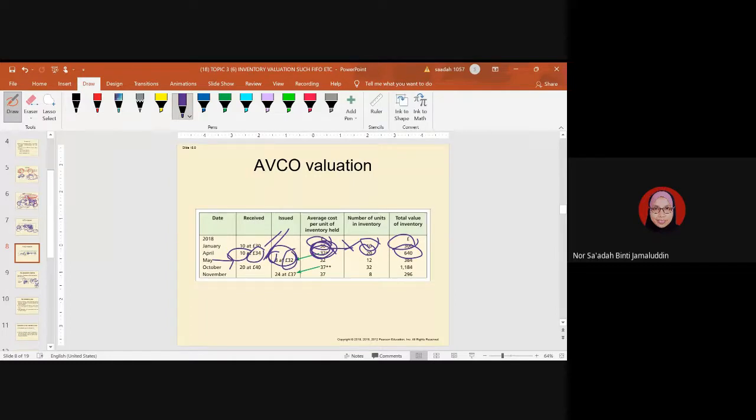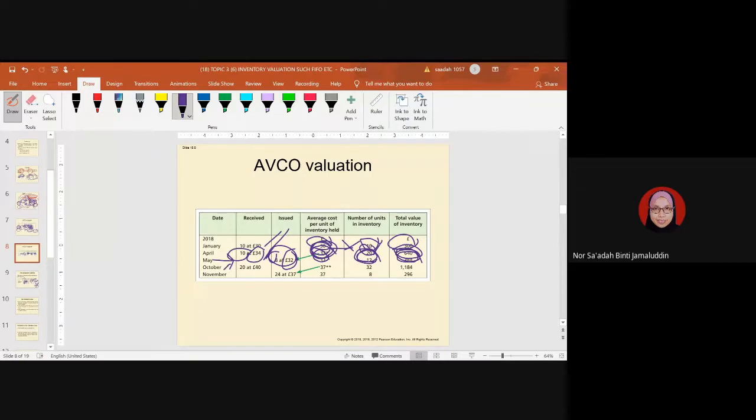And then in May, okay, we sold our inventory 8 units times by 32. 32 is our average amount, and then the average amount just put 32. The balancing is 12 because before this our inventory is 20. We sold 8, and then our inventory will become 12. Okay, this is our cost, total cost.